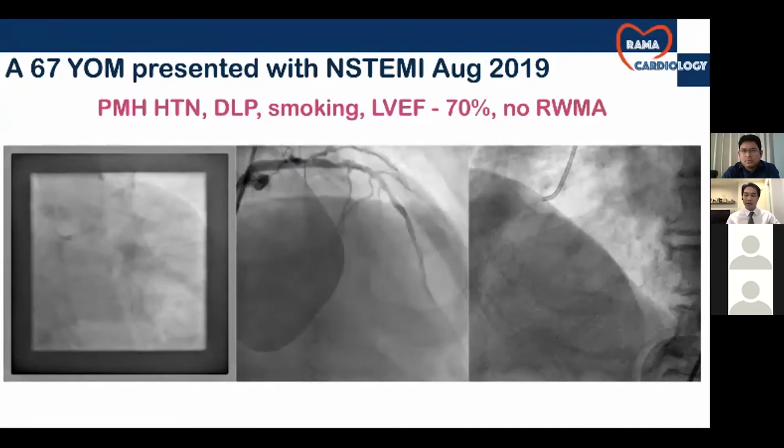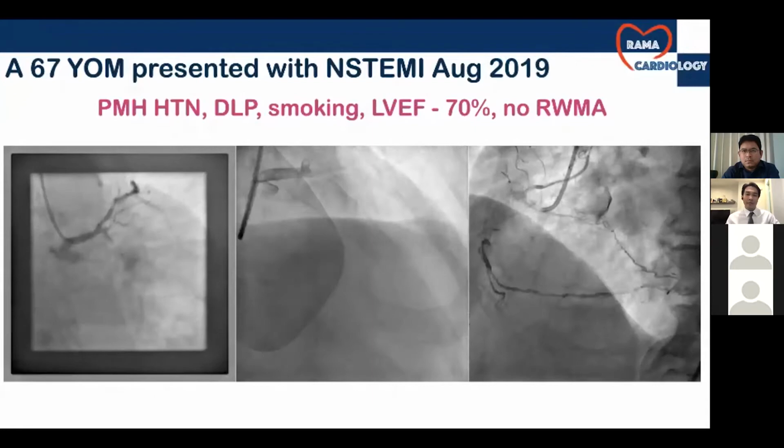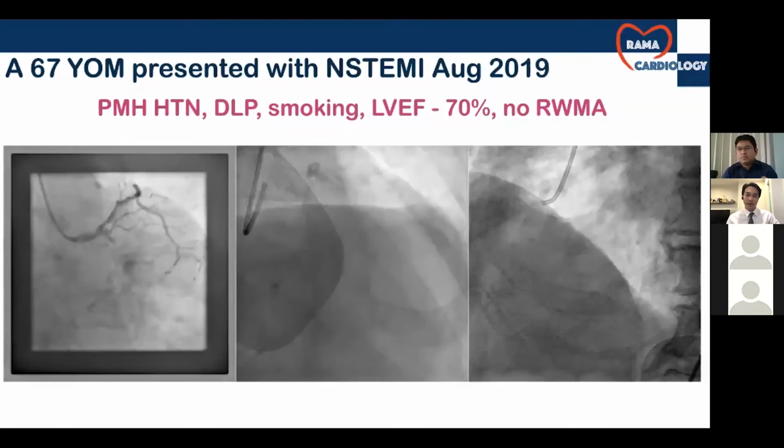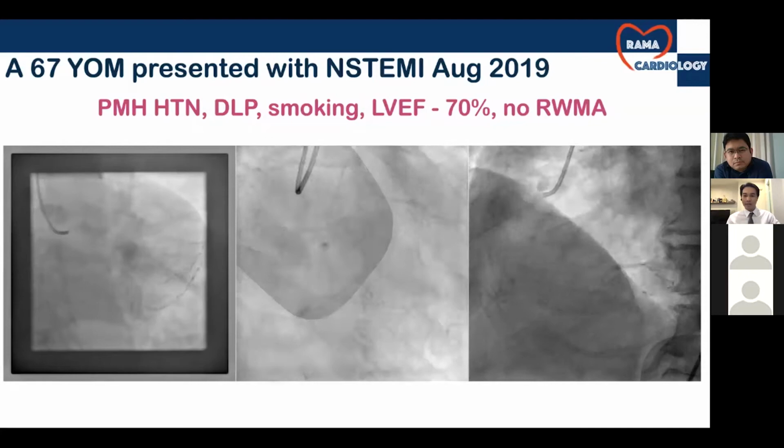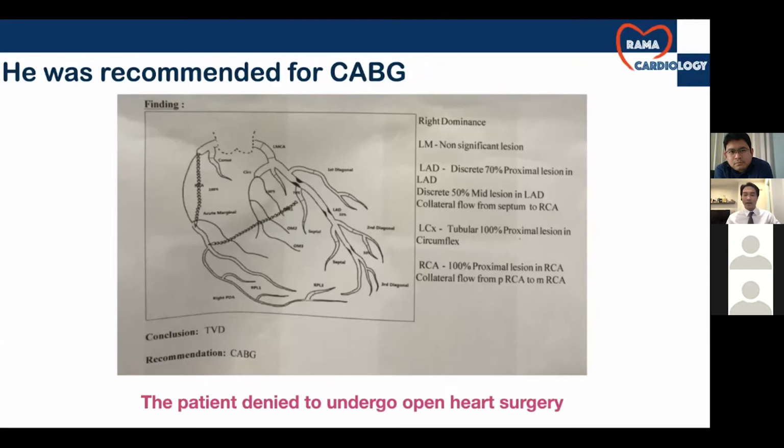The diagnostic angiogram was performed by the doctor at that hospital, which showed the CTO of the circumflex and also the CTO of the RCA, and the LAD has a significant stenosis at the proximal part. The operator sent the patient for CABG, and the patient declined to undergo open heart surgery.